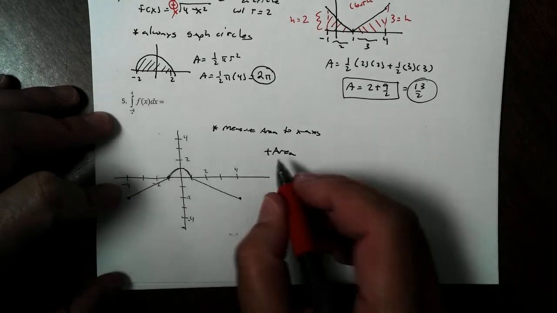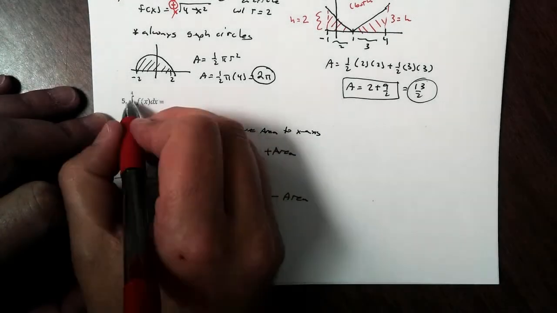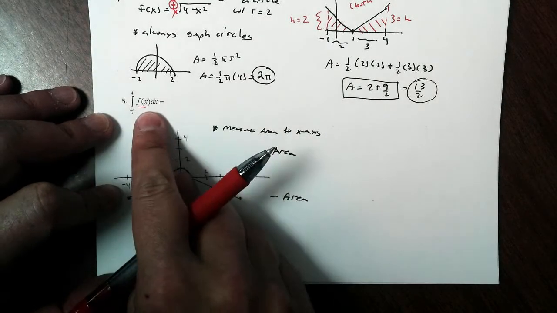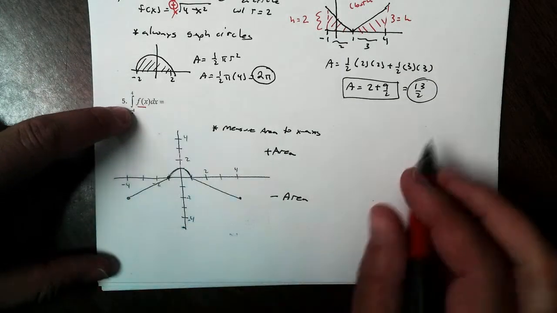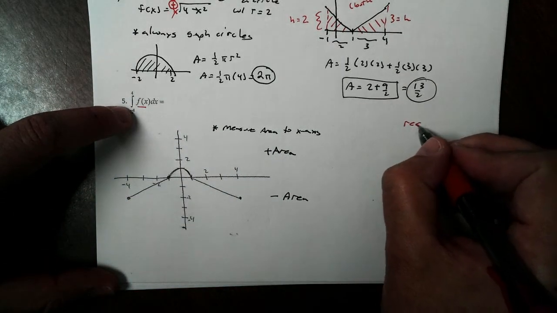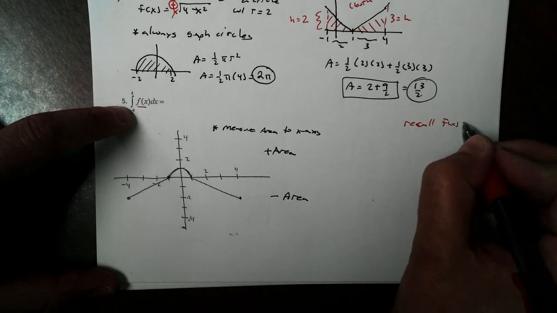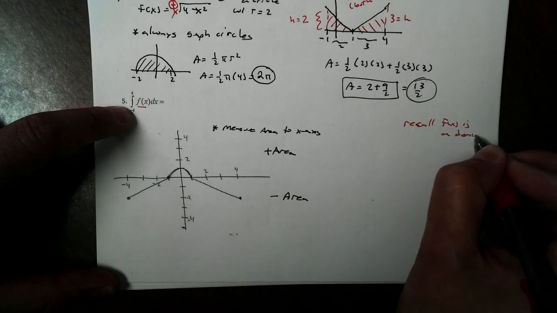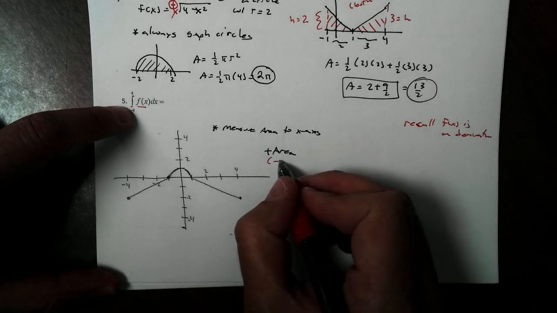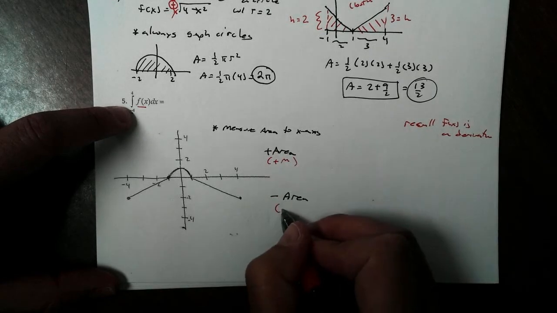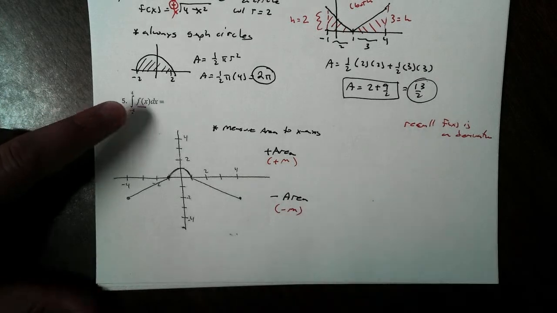Remember, it's like slope. If this is the graph of my derivative, remember, that's a derivative function, right? Remember, if it's inside the integral, that is a derivative. Recall, f of x is a derivative. So anything below, negative. Anything above, positive. Same is true for slope. Same is true for area. Isn't that kind of cool for us?